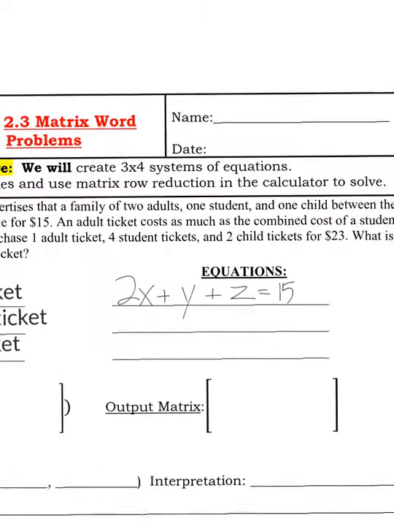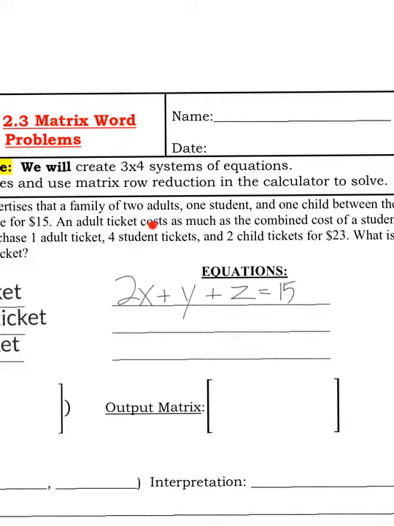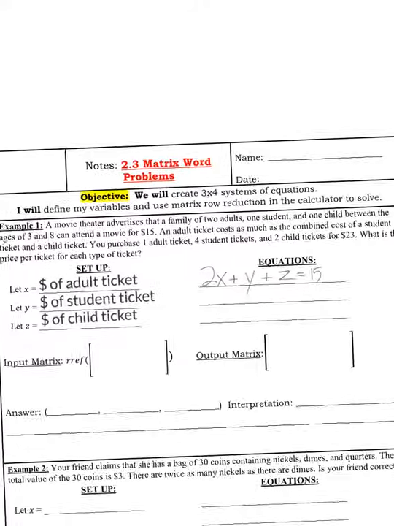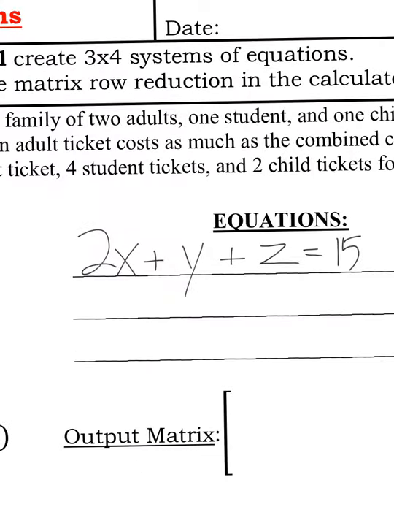The next sentence says an adult ticket costs as much as the combined cost of a student and a child ticket. So an adult ticket is X, and it costs as much as the combined cost of a student and child ticket. So X equals Y plus Z. Combining them means add. All right?